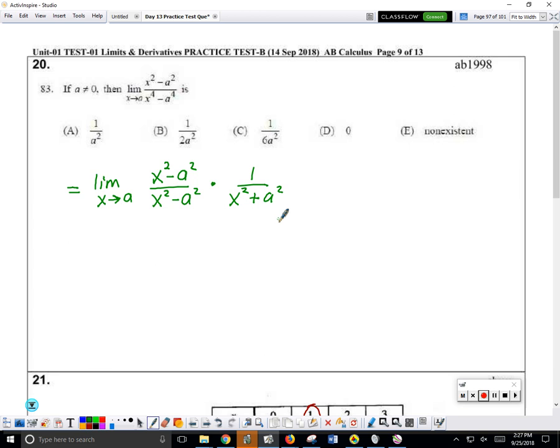When I plug in close to a here, what does the top become? Close to 0. How about the bottom? The same close to 0. So is that good? Yes, that's the good kind. That kind of helps, right? Yeah, it kind of helps to think of it that way. Fair?